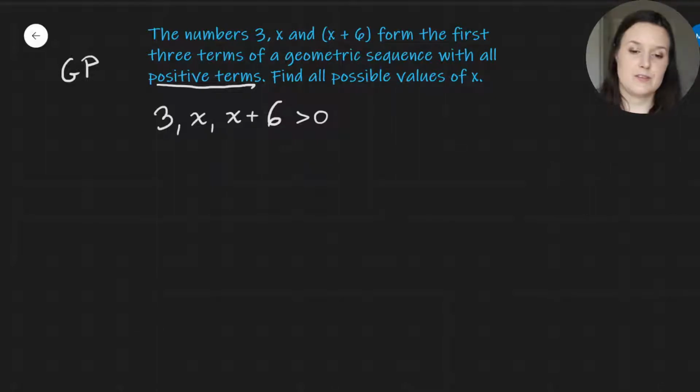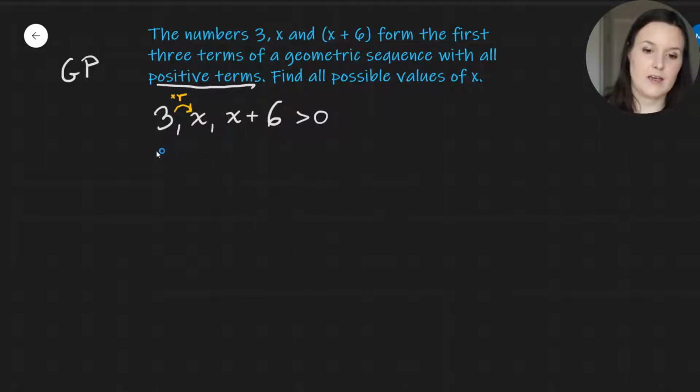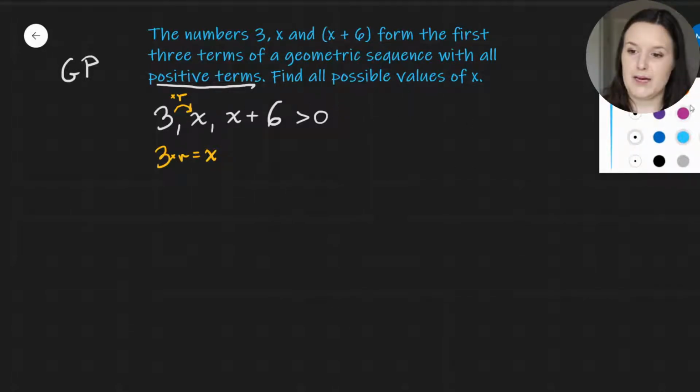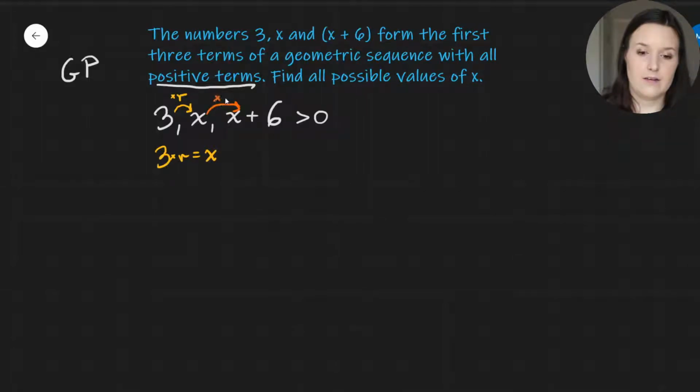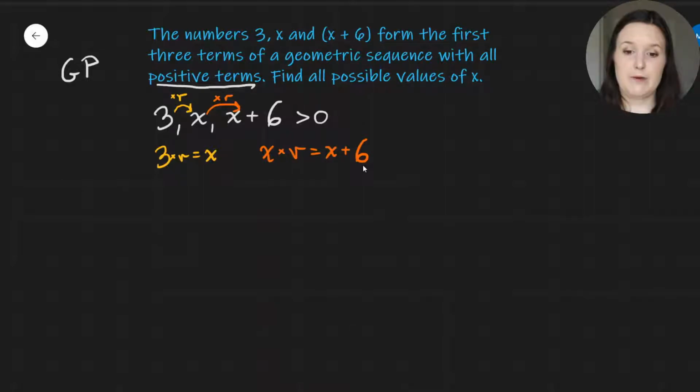So I would just use the relations between those terms. I know that if I multiply 3 by r, I get to x. So 3 times r will be x. But on the other hand, if I multiply x by r, I will get to x plus 6. So x times r is x plus 6. That's what I know about a geometric sequence. To get from one term to the other, I just multiply by r. I don't know r, but it's okay.